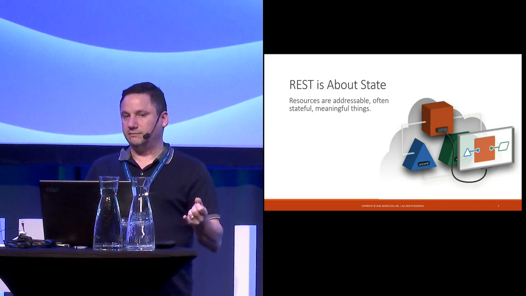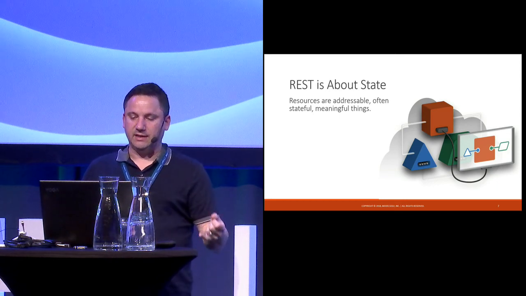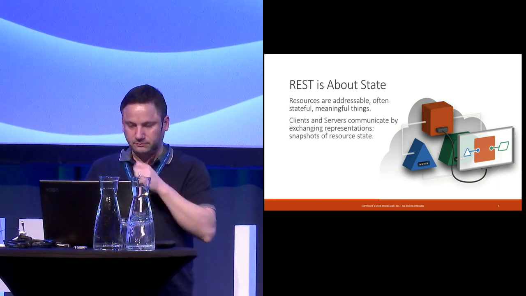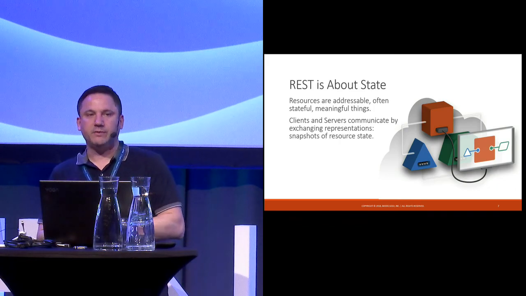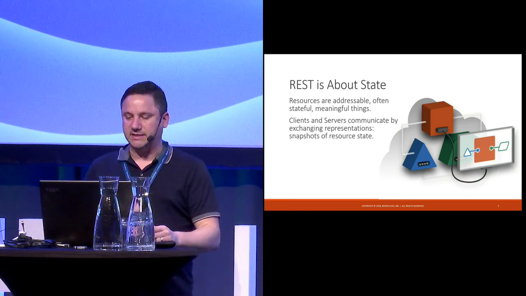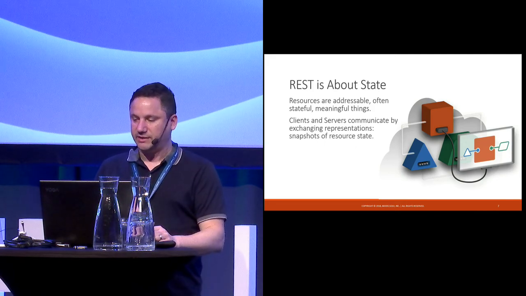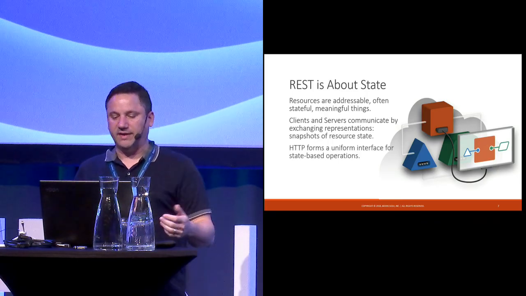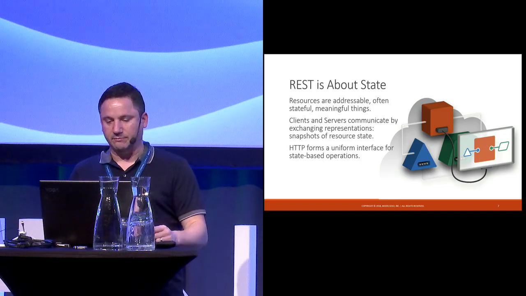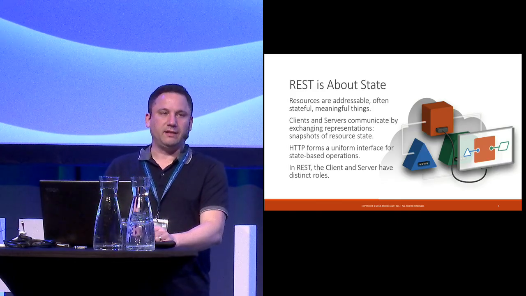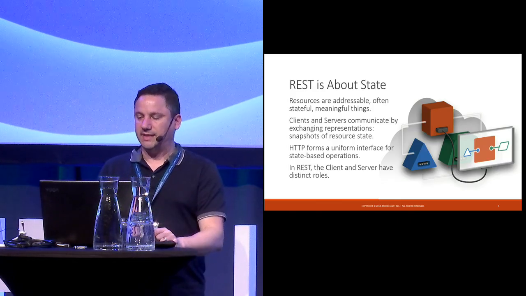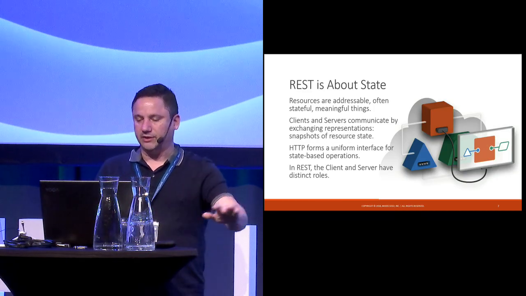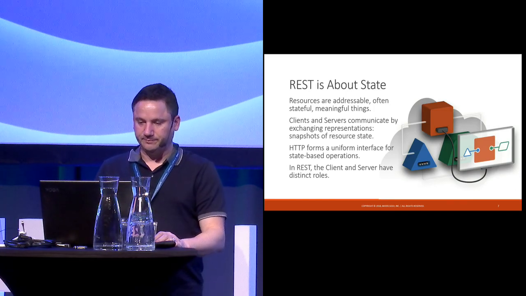It often, usually I would say, encapsulates some kind of state, and it means something to the business domain. And clients and servers in REST communicate by exchanging representations of that state. So the representation is important, at least at the communication layer. And we have this uniform interface for state-based operations with standard GET, POST, etc. And client and server have distinct roles. So client-server is actually one of the constraints of REST. So that's important when we think about REST and how it contrasts with event-driven architectures.